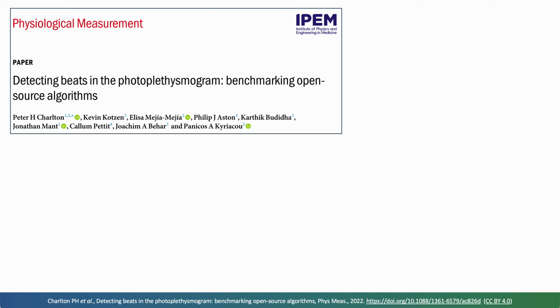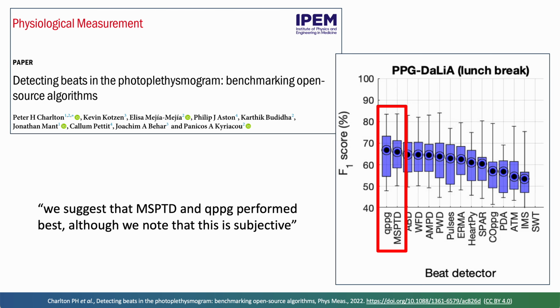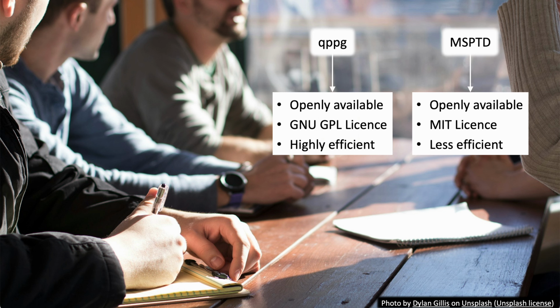A couple of years ago, we assessed the performance of open source beat detection algorithms, and we found what we thought were the two highest performance beat detection algorithms, assessed in terms of the accuracy of beat detection, QPPG and MSPTD. And so now, when someone asks what algorithm would you recommend for detecting beats in the PPG signal, these are the two options that I have in my mind. And they have different pros and cons.